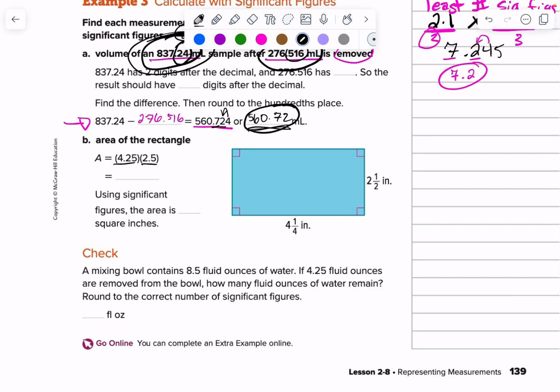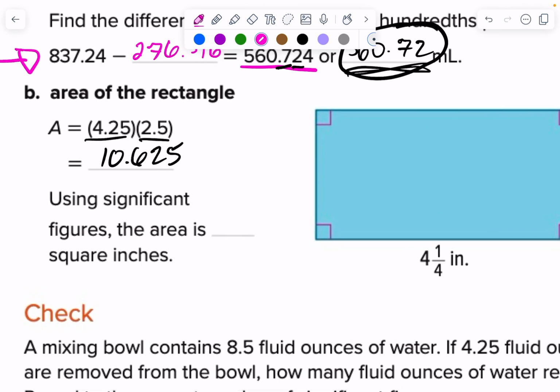4.25 times 2.5 is 10.625. Okay, now the rule for multiply and divide is that we can only carry that many decimal places, right? Using the figures, the area is this many square inches. This one has 2 sig figs total, not decimals, 2 sig figs total. This has 3 sig figs total.